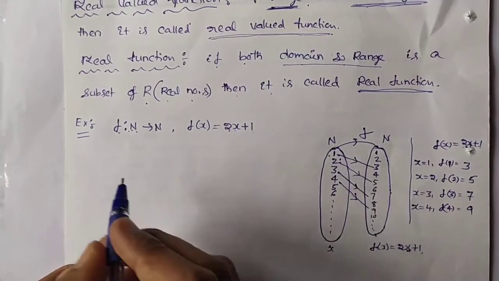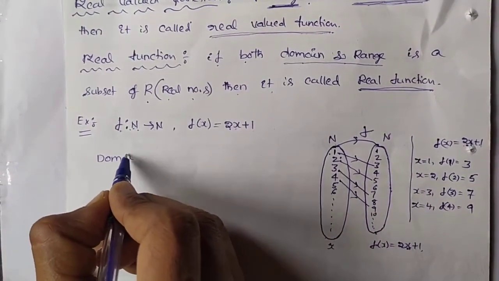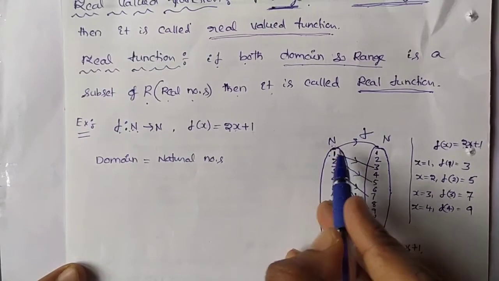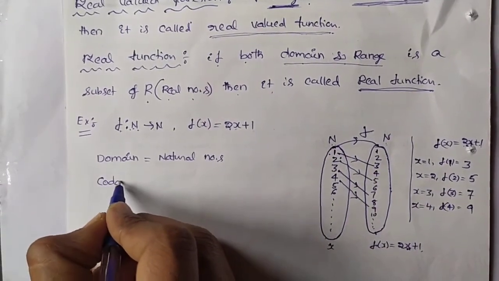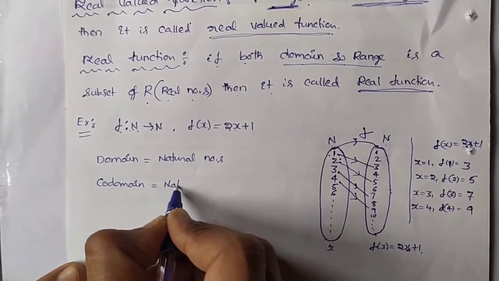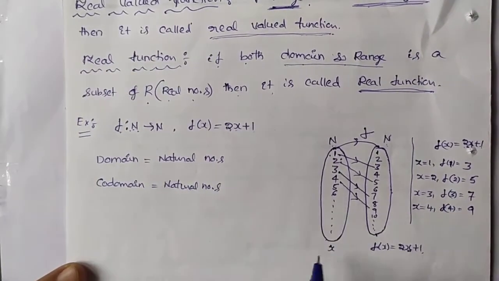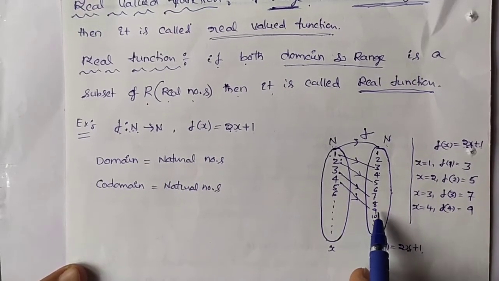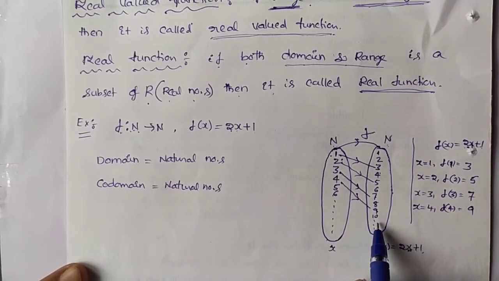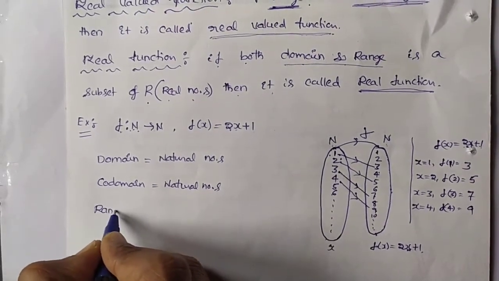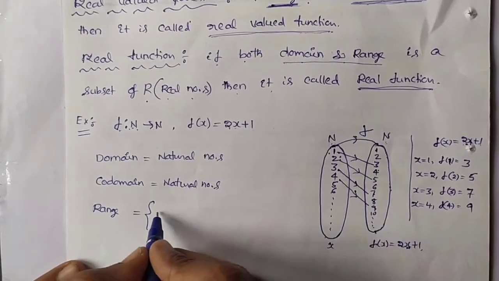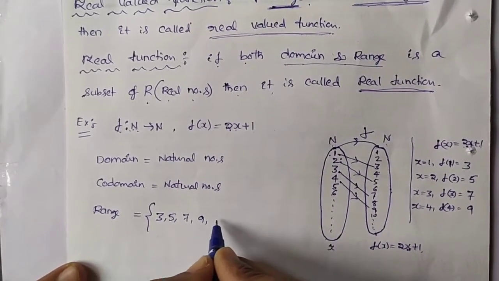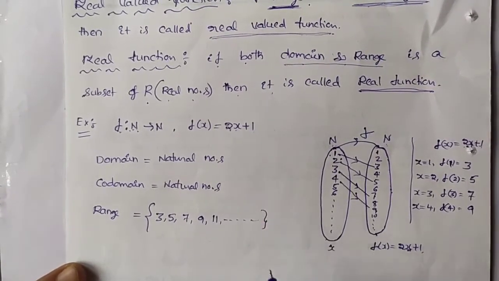Here domain is what? Natural numbers. Okay, domain is natural numbers. Codomain is also natural numbers. What about range? Range is what? 3, 5, 7, 9, 11, like that. So range is 3, 5, 7, 9, similarly 11 and so on. Like this we will get the range.